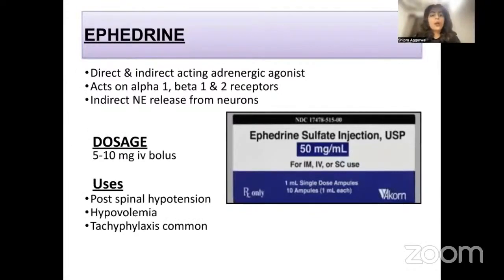Ephedrine. Ephedrine has got direct and indirect acting adrenergic agonist actions. Directly, it acts on alpha 1, beta 1 and beta 2 receptors. And indirectly, it acts by causing norepinephrine release from the neurons. It is available as ephedrine sulfate in a concentration of 50 milligrams per ml. The dosage can be a 5 to 10 milligram IV bolus. It was used in postspinal hypotension, but now phenylephrine has become the first choice. It is not used nowadays for treating hypotension in parturient patients because of the greater chances of fetal acidosis seen with ephedrine.